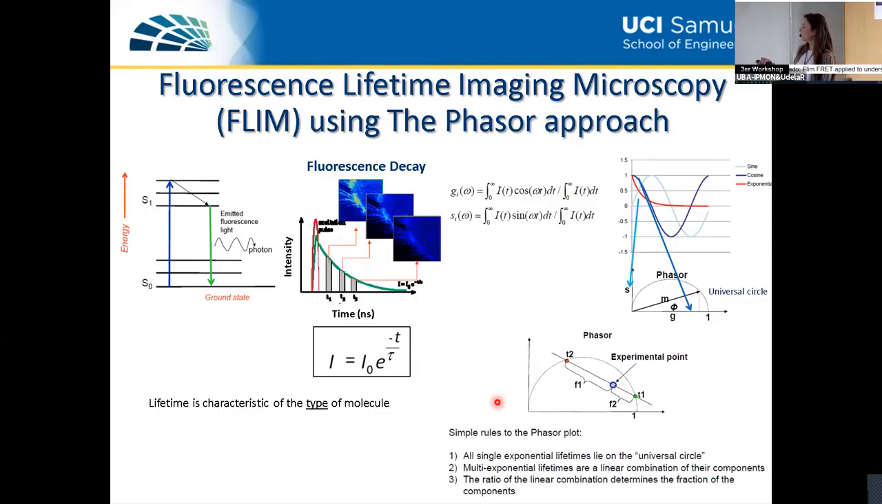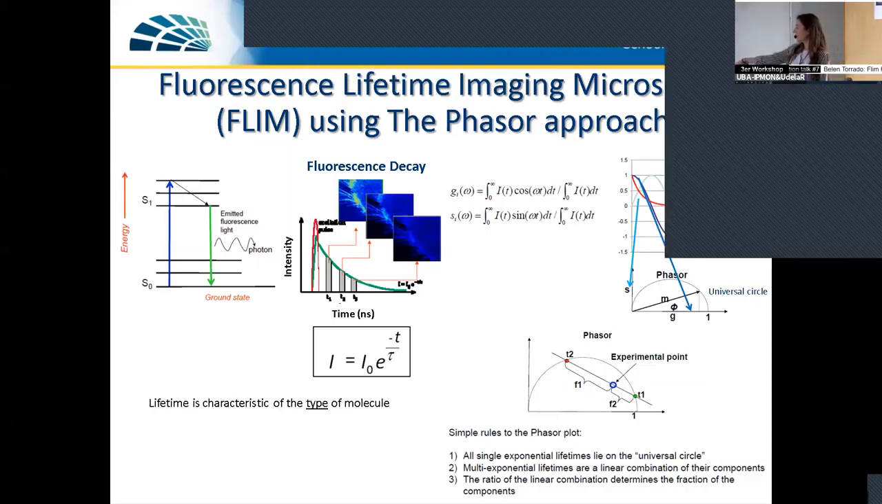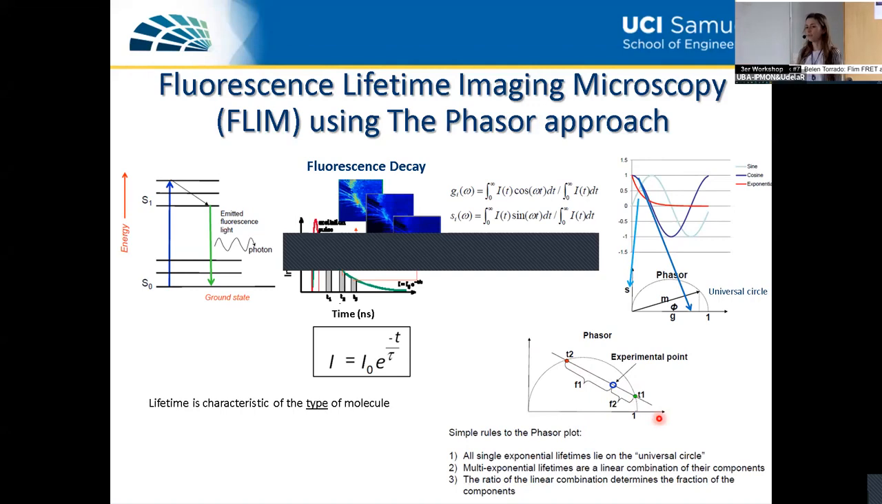Some important points to highlight are that all the single exponential lifetimes will lie over the universal circle, and if the points are inside the universal circle, they are multi-exponential and are a linear combination of their components. And they appear on this line showing the pure components.